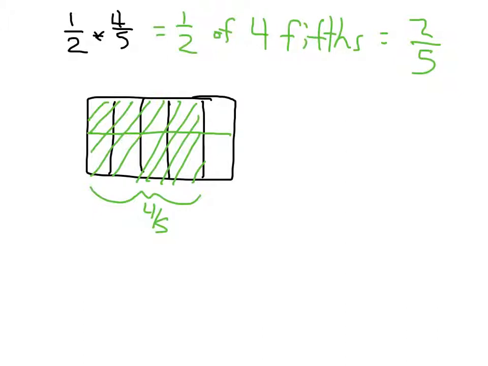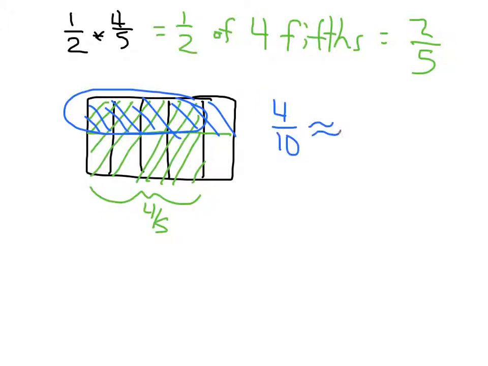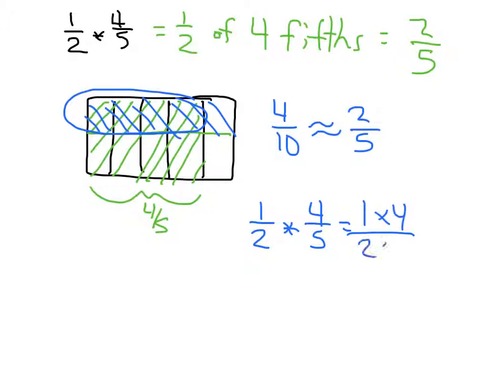And if I took half of them, that is going to be 4 of those tenths. So, of course, 4/10 is equivalent to 2/5. We just need to divide top and bottom by 2. So one more way to do this arithmetically, if I have 1/2 of 4/5, that's the 1 times 4 in the numerator, and 2 times 5 in the denominator, and I'm going to get 4/10, which of course simplifies to 2/5.